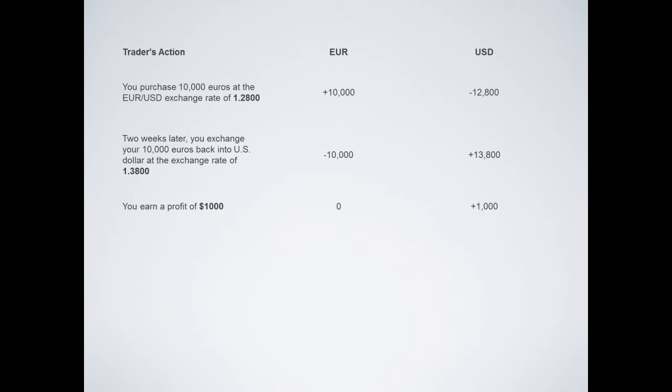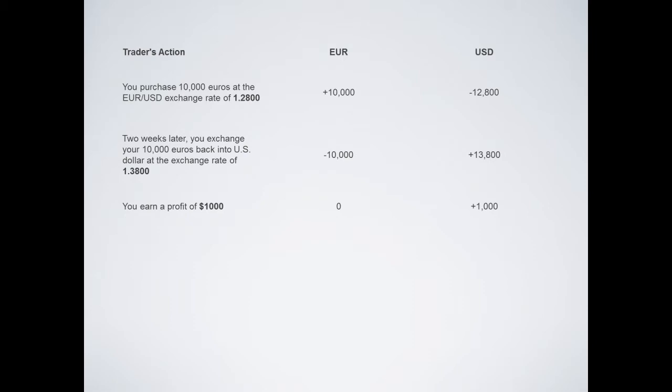Now, say 2 weeks later we change that money back over. But the value of the euro against the dollar is now 1.3800. In other words, the value's gone up. The euro is now worth more against the dollar than it was 2 weeks ago. So if we're changing our money back into dollars, we can now get $13,800 for the 10,000 euros that we held onto for 2 weeks. So we've just made a profit of $1,000 in the space of 2 weeks. Simple as that. And that's basically what we're doing on a day-to-day basis.